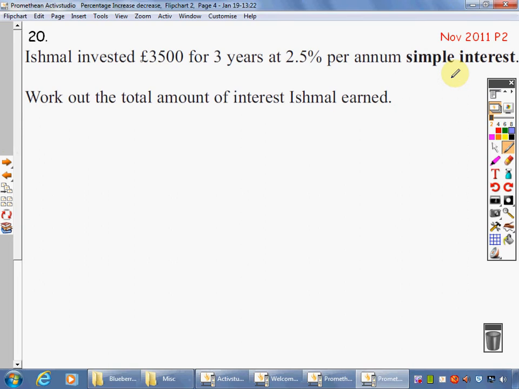Okay, welcome back. So I've got a whole amount of £3,500, and I need to find out what 2.5% is. 2.5% is 0.025 times by 3,500. I'll put on my calculator now. 0.025 times 3,500 comes out to be £87.50.